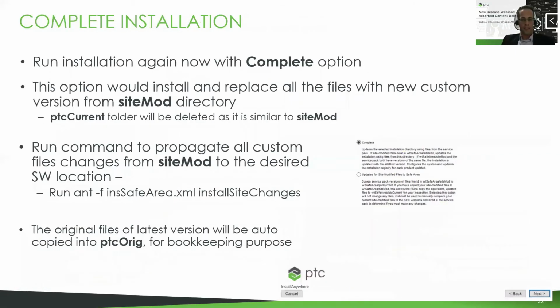Once the analysis and the merging of the customizations is done, you need to, again, run the installer and now choose the complete option to complete the upgrade process. And this process will basically install and replace all the files with the new files that exist in the site mode directory. At this point, the PTC current folder is no longer relevant, and it will be similar to what exists in the site mode. And there will be another command that you need to execute to propagate all the custom files from the site mode to the desired software location, into the source code itself, using this command.